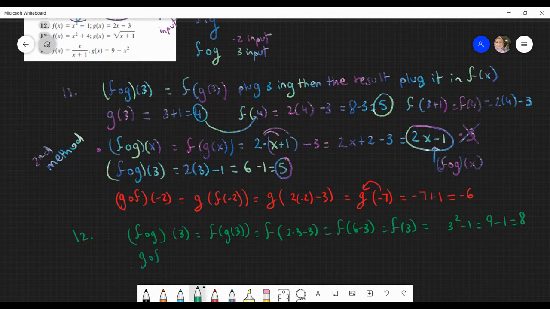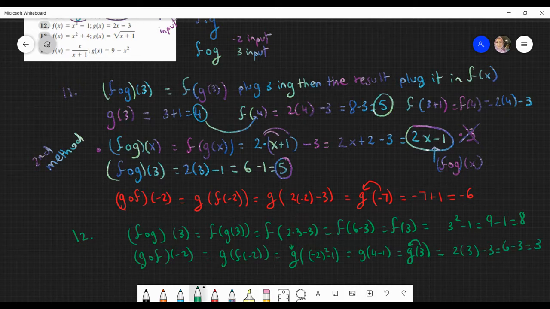And I want g of f of negative 2. So I'm going to plug in negative 2 in f of x first. And I'm going to leave g waiting right here. So g is waiting. I'm going to plug in negative 2 squared minus 1 because the function f of x is x squared minus 1. So g of 4 minus 1, which is g of 3. Now I plug 3 in g. So 2 times 3 minus 3, which is 6 minus 3 equals 3.